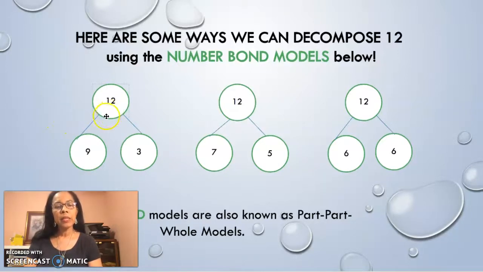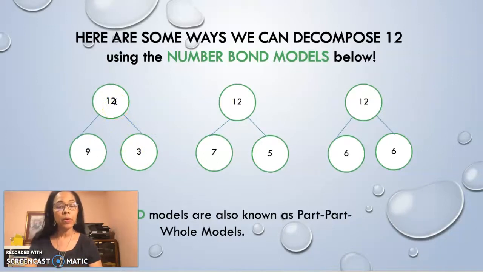So 12 can be decomposed into 2 parts, 9 and 3. That's one way that I could decompose 12. Here's another way that I could decompose 12. I could break 12 into 2 smaller parts, and those 2 smaller parts might be 7 and 5. So 12 can be decomposed into 7 and 5. Here's another way that I might decompose 12. 12 could be decomposed into 6 and 6. Now I want you to remember that the whole, the number at the top, represents the whole amount, and the 2 parts can be added together in order to get your whole amount. So keep that in mind.